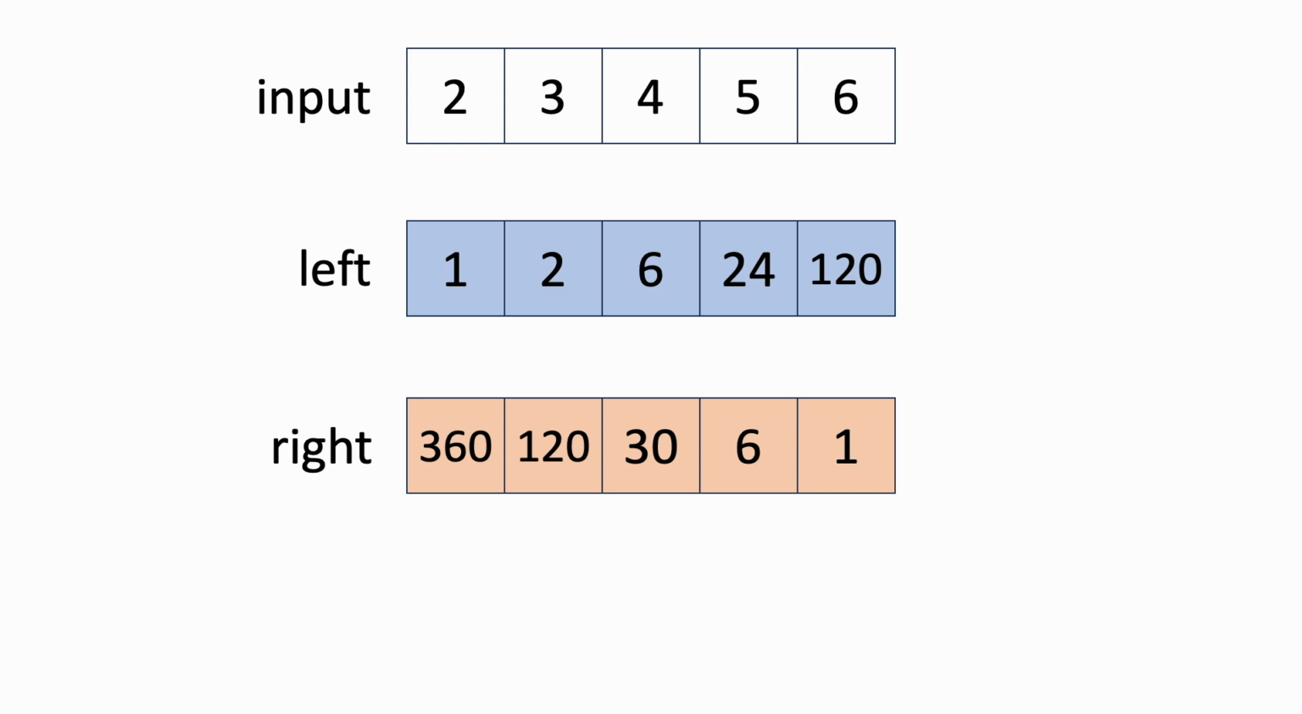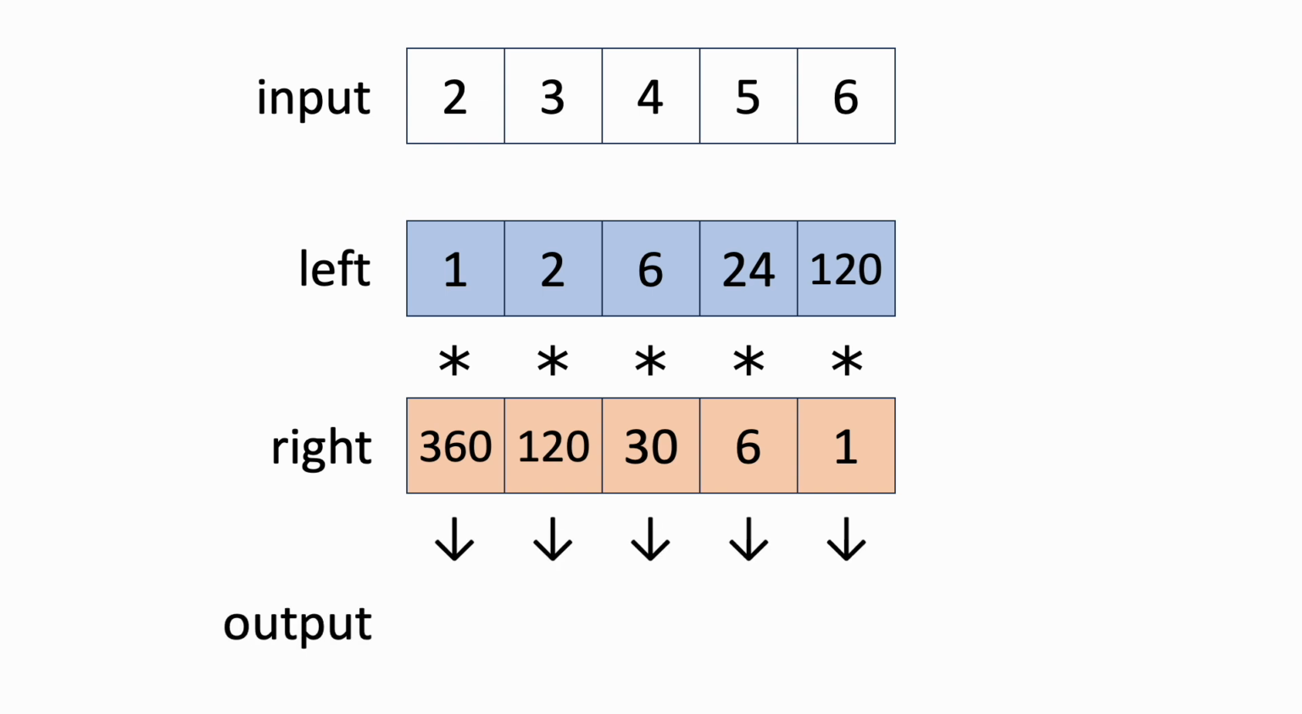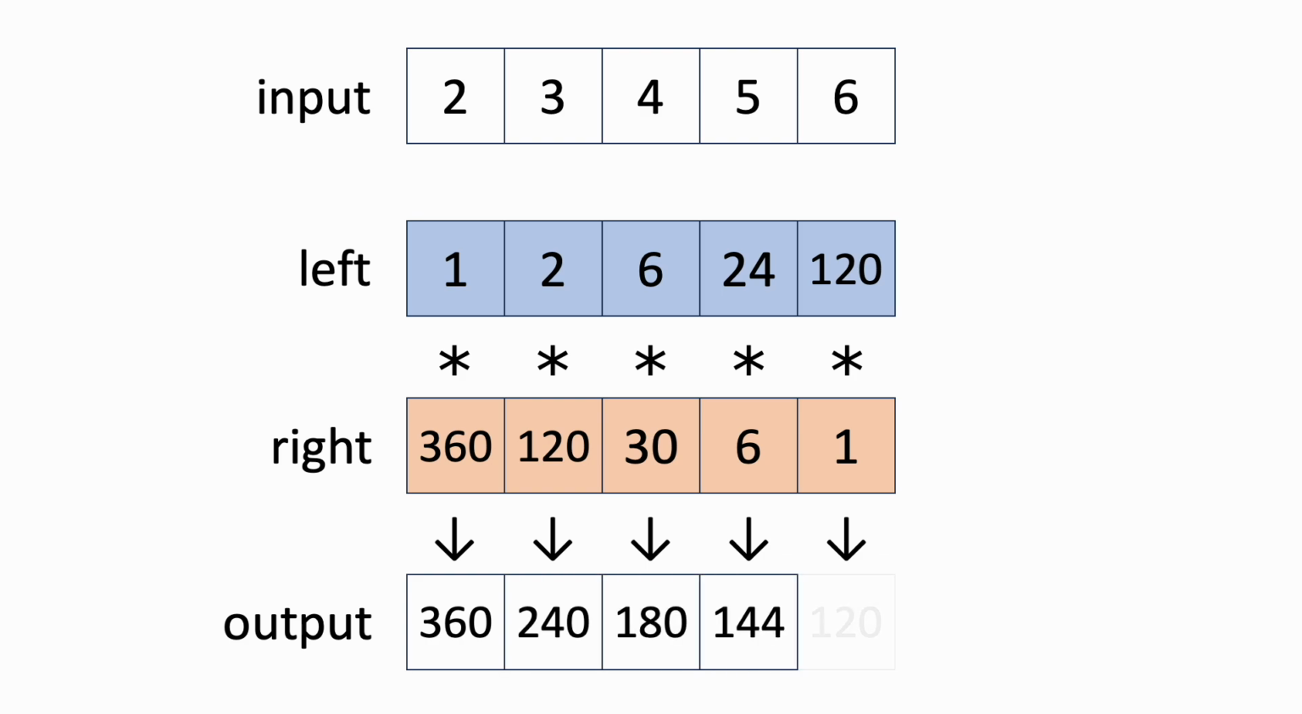All we have to do is multiply each element in the left array with its corresponding element in the right array to get our answer. So for the first element, we're going to do 1 times 360, which equals 360. Next, we're going to do 2 times 120, which is 240, and it's the same thing for the rest of the array, and we end up with the same answer as before.